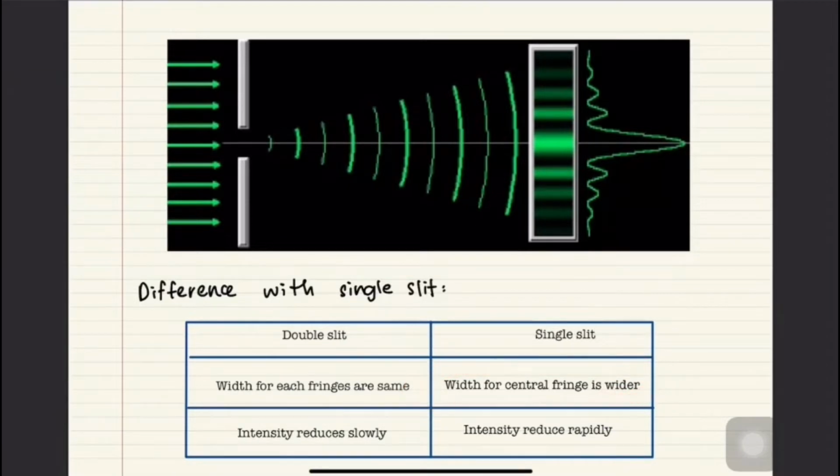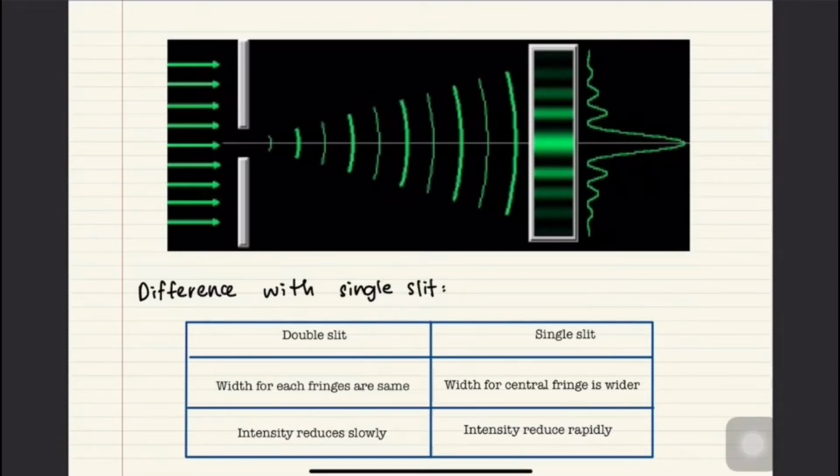Okay, and then in terms of intensity, for double slit it reduces slowly. It still reduces, okay, because the intensity does reduce as the energy spreads out. But for the single slit it is more obvious, so you can immediately see how many fringes can be produced. You can immediately calculate. Another trait is that single slit actually produces a non-uniform pattern compared with double slit, which is much more uniform.